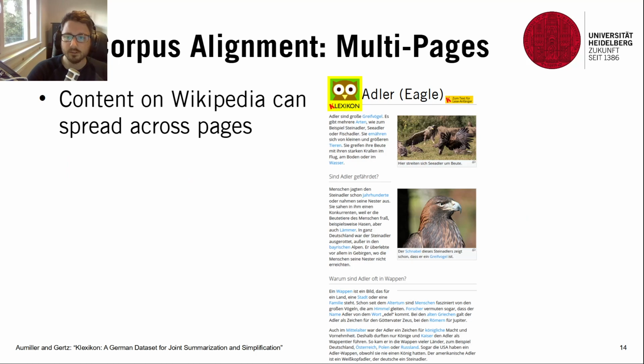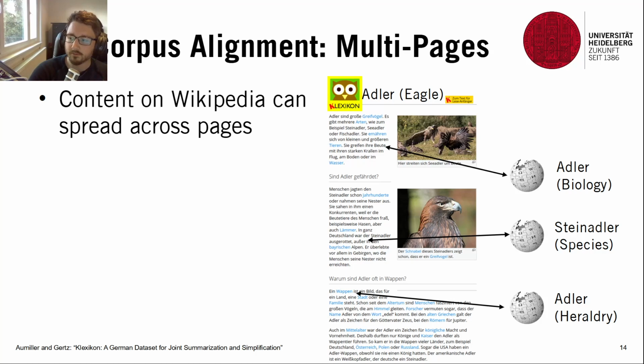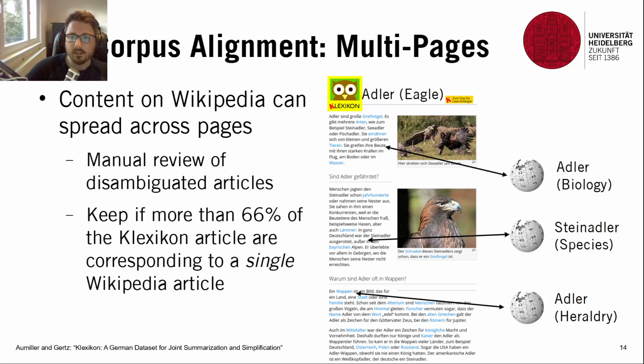However, it does not end there quite yet, because another thing that might happen is that the content of several Wikipedia pages is merged into one Klexikon article. For example, the first paragraph could be about the actual Wikipedia entry for the biological eagle. The second one, however, might already be on the particular properties of a subspecies, like it's mentioned here. And then the third topic might be on a completely different use, for example, the eagle as a form of heraldry. And to resolve such problems, we again resort to manual reviews of these ambiguous articles.